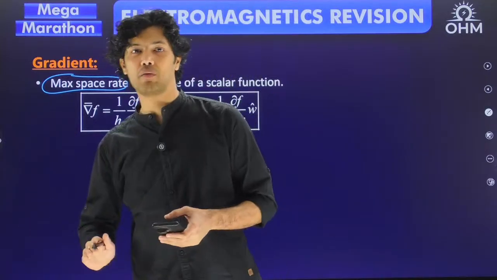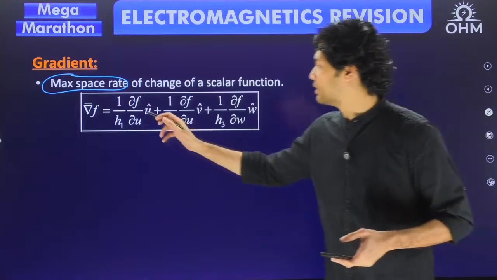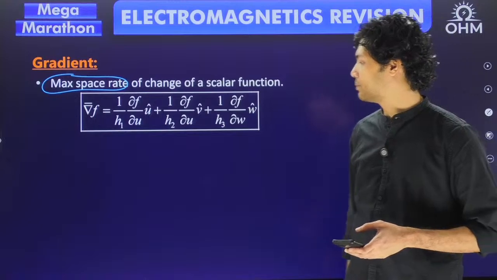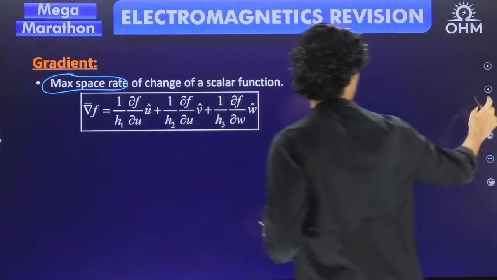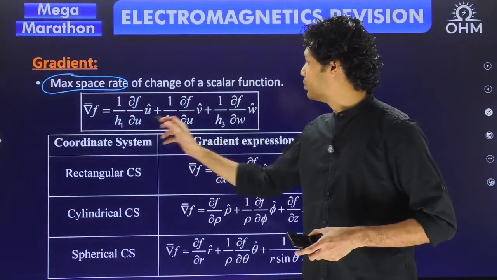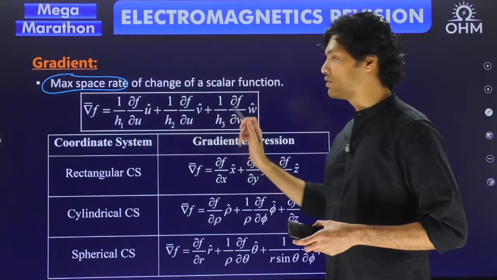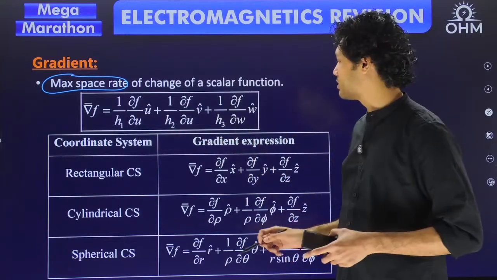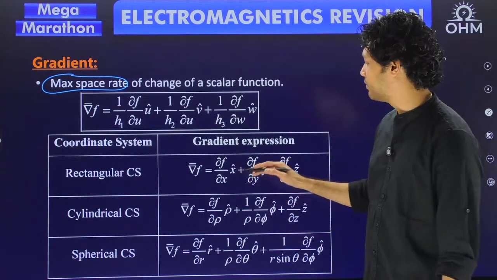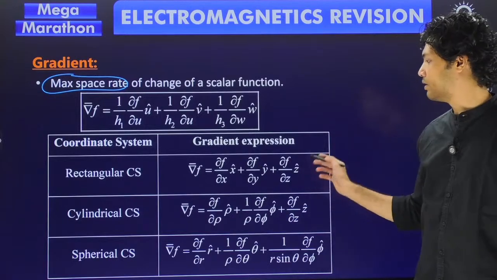And do remember the formula in curvilinear coordinates, because the moment you remember this, by remembering simply the scale factors, getting the answer in other coordinate systems is not a big deal. For example, if I want the expression in the rectangular coordinate system, u, v, w are replaced with x, y, z, and h1, h2, h3 in rectangular coordinates are 1s. So 1 by 1 is 1, 1 by 1 is 1, 1 by 1 is 1. So simply we have dou f by dou x x cap, dou f by dou y y cap, dou f by dou z z cap.